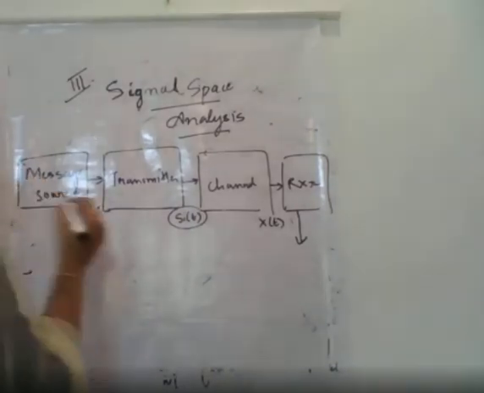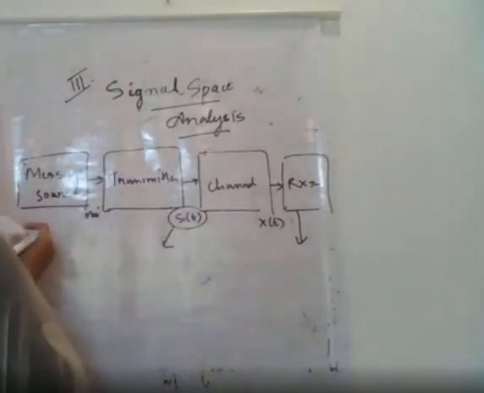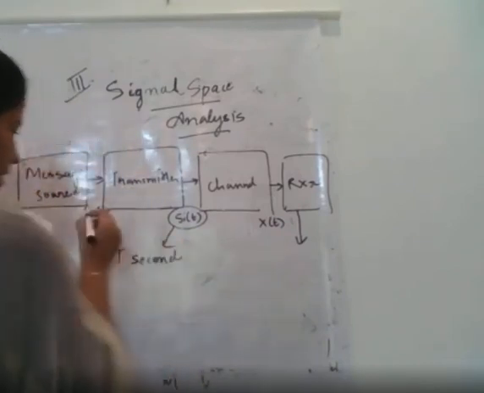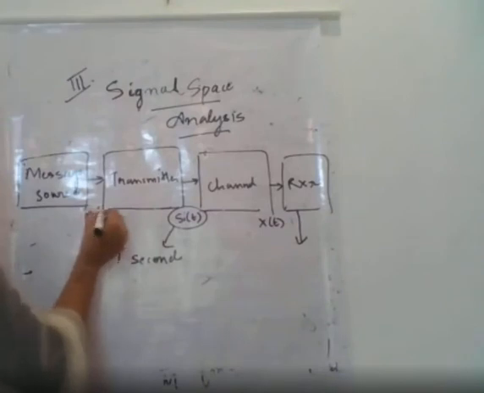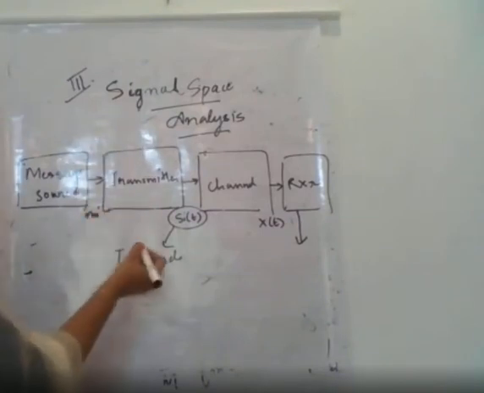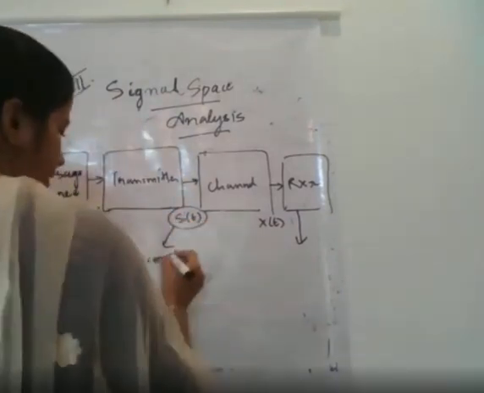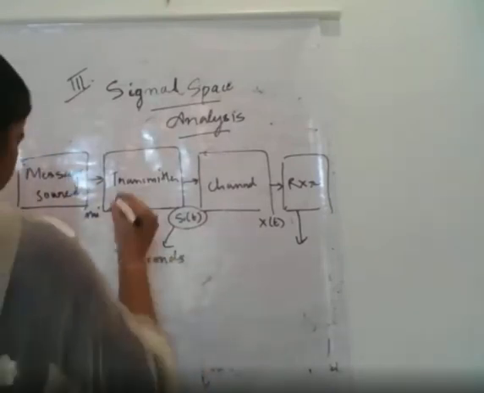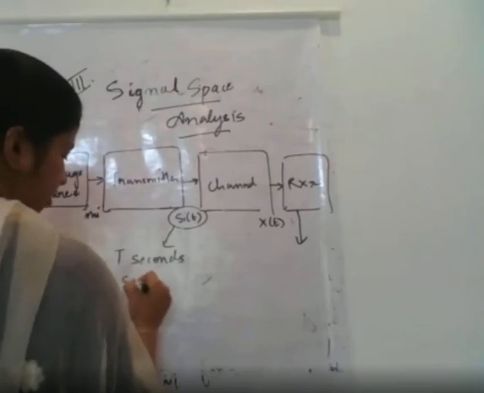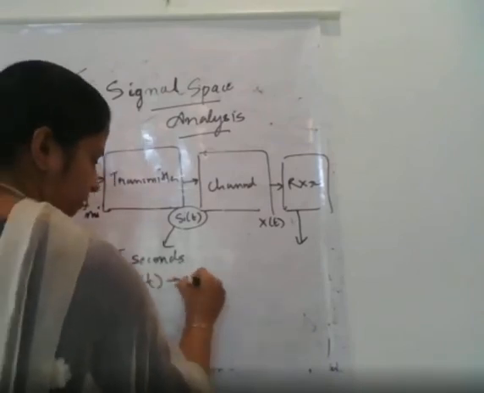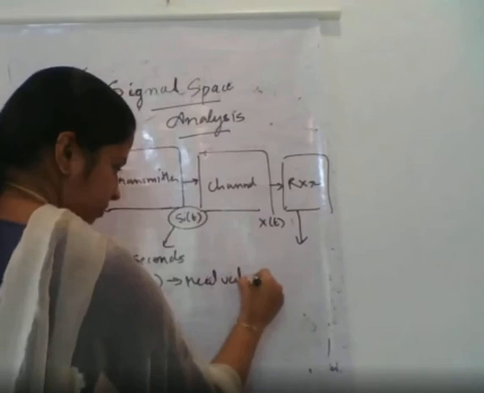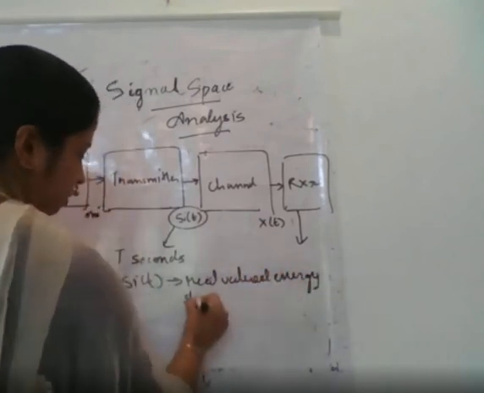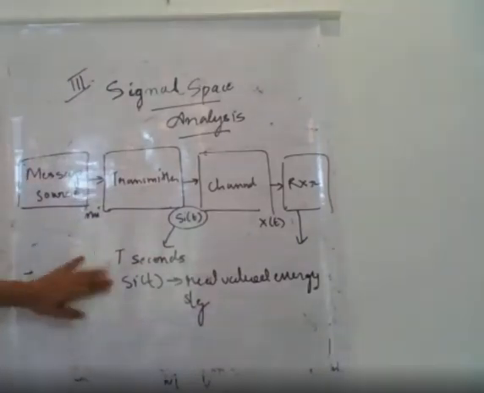And the signal Si of t has a duration of t seconds. We are transmitting the symbol Mi every t seconds. So the signal Si of t has a duration of t seconds, and importantly it is a real valued energy signal. This Si of t is nothing but a real valued energy signal.